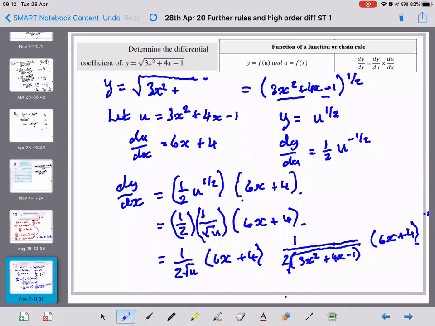Okay. All happy with the function of a function rule? On the next page, there are some examples for you to have a go at. All right, so I'll give you till about 20 past to have a go at them.